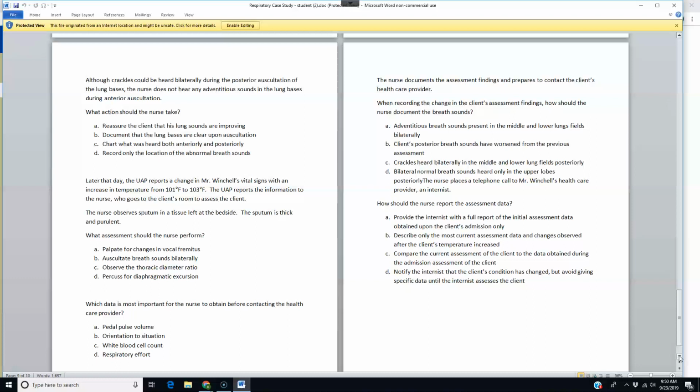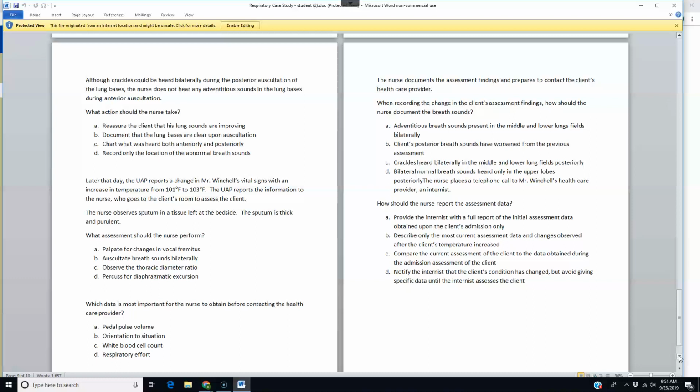All right. Later that day, the UAP reports a change in Mr. Winchell's vital signs with an increase in temp from 101 to 103 Fahrenheit. The UAP reports the information to the nurse who goes to the patient's room to assess the patient. The nurse observes sputum in a tissue left at the bedside. The sputum is thick and purulent. What assessment should the nurse perform?